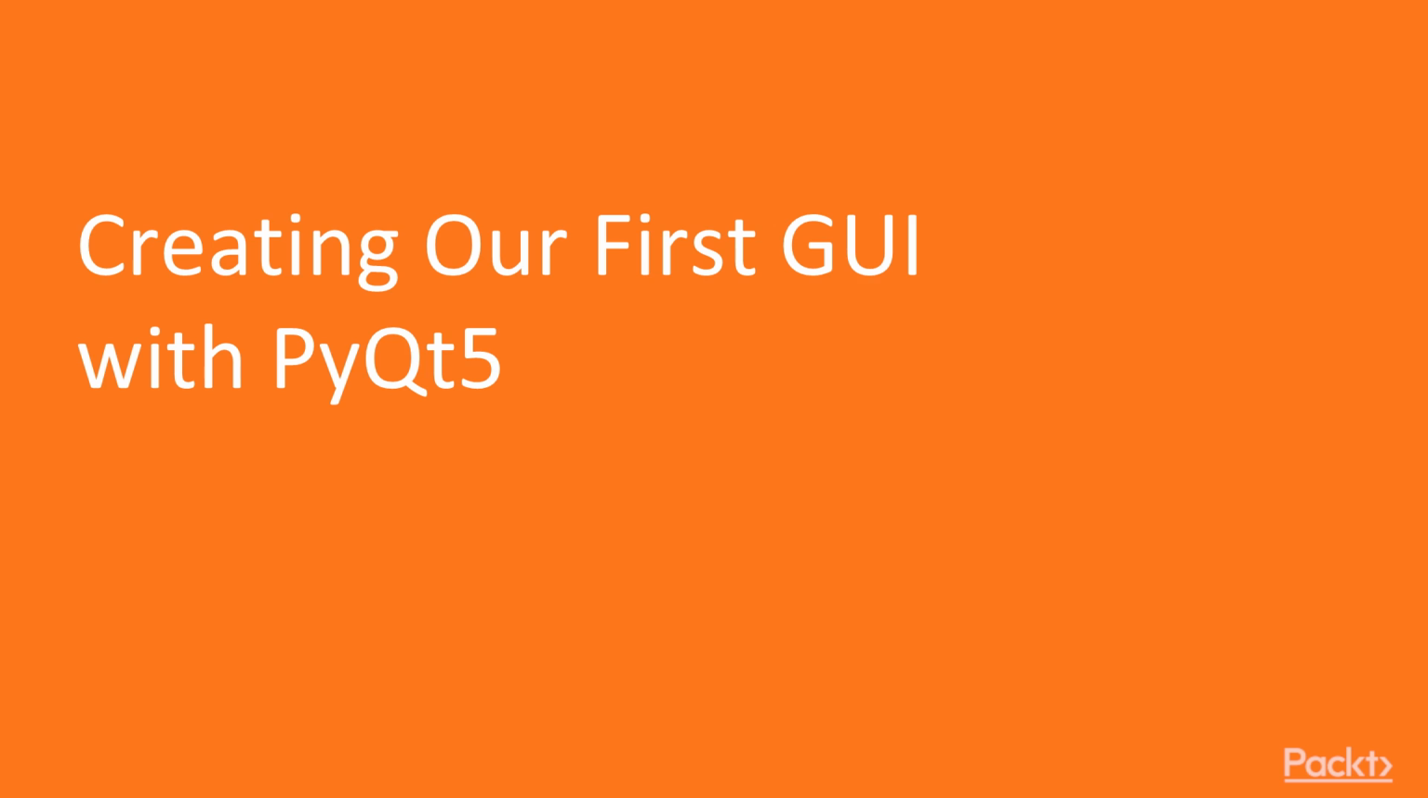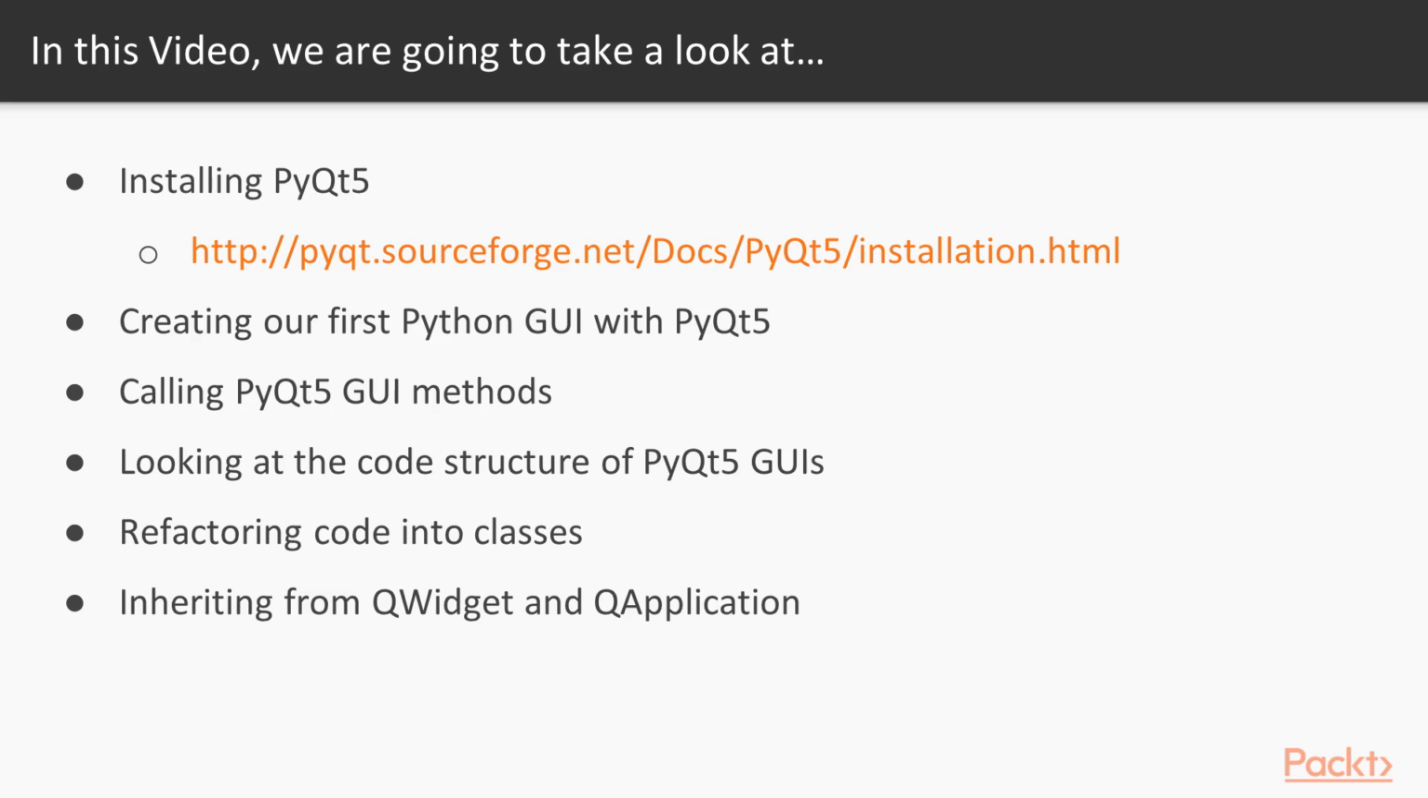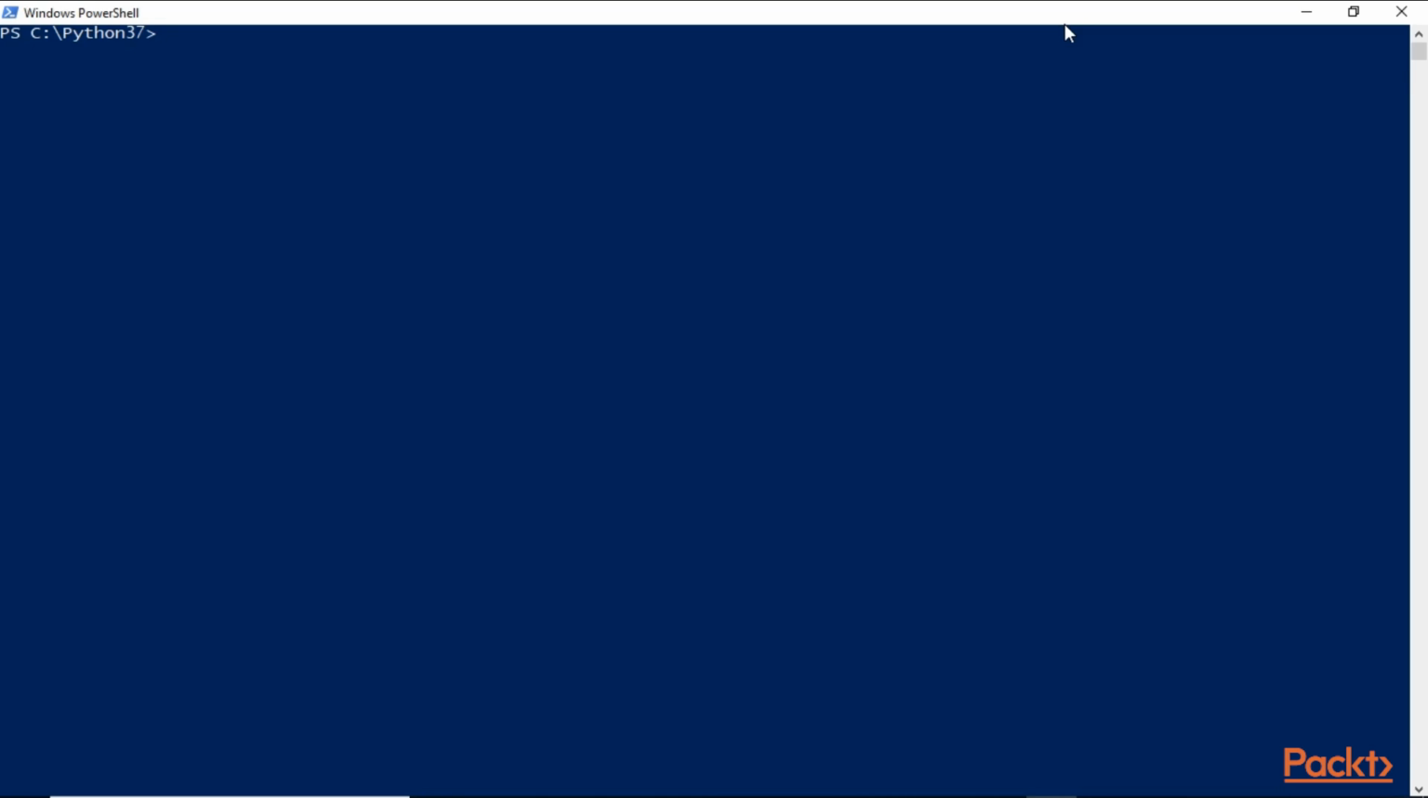In this first video, we will install PyQt5 and create our first GUI with it. We'll install PyQt5, and there's a URL you can look at, which is the installation documentation. Then once we've successfully installed PyQt5, we will create our first Python GUI with it, as simple as possible. We will then call PyQt5 GUI methods. We will look at the code structure that every PyQt5 GUI has. We will then refactor our code into classes, and we will inherit both from first QWidget and then from QApplication.